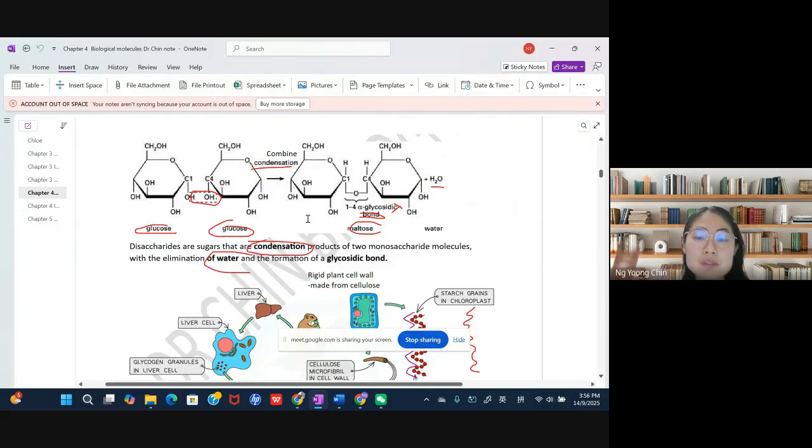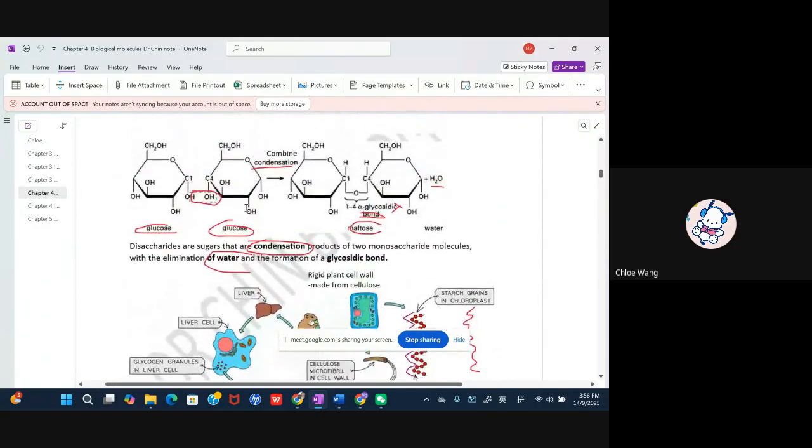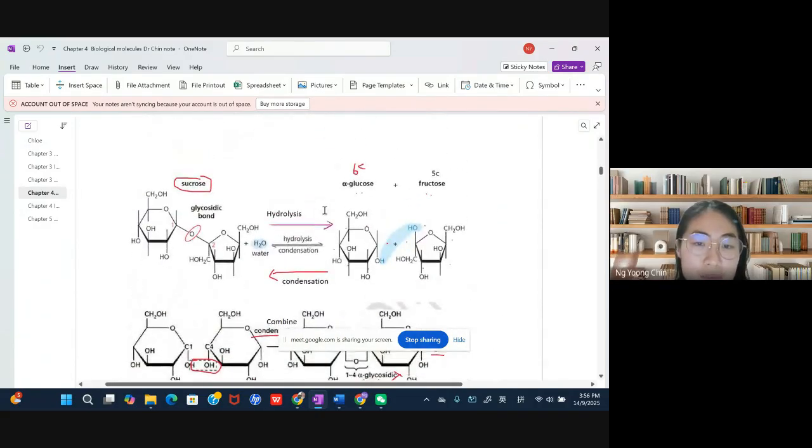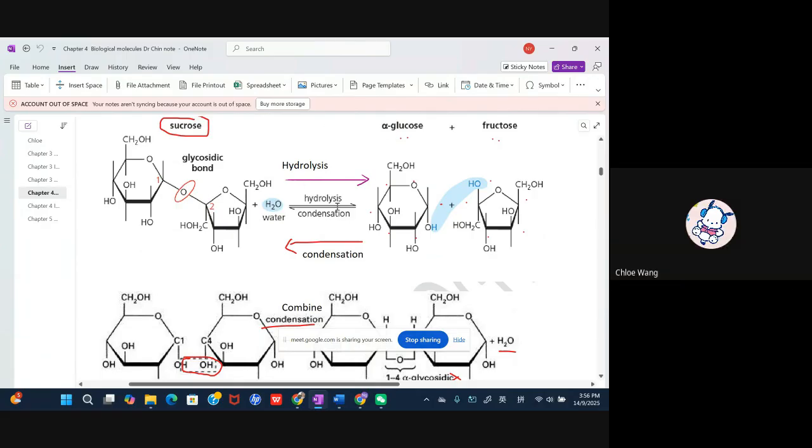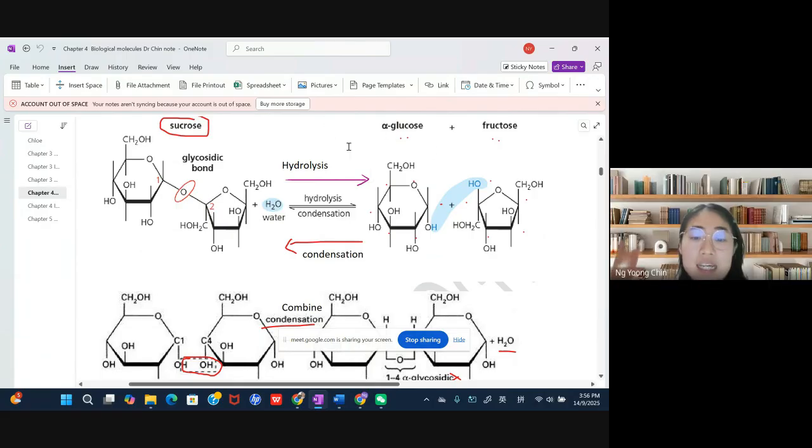So how are you able to split them? The process that separates the molecule into its monomers, the process is known as what? It involves the addition of water. Maybe you can have a look at this one. From sucrose becoming glucose and fructose, the process is known as the... Yes, it's hydrolysis, right? Because you require the addition of 1 water molecule to the sucrose.